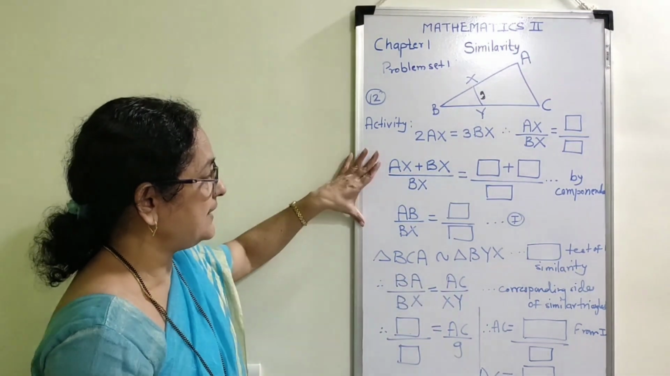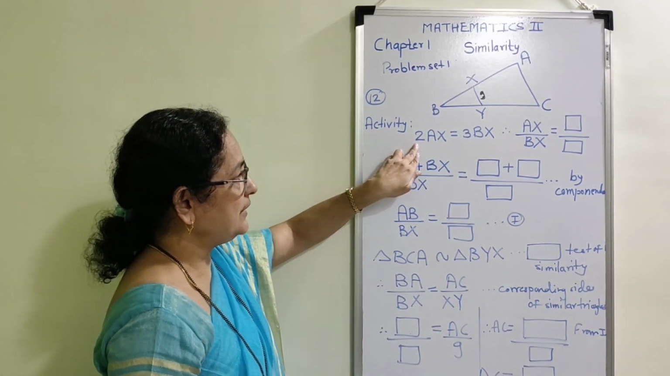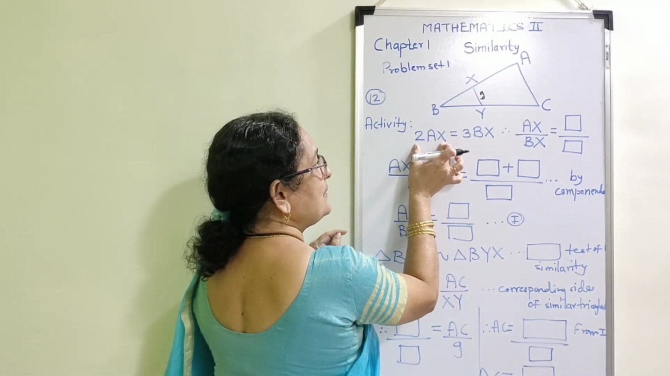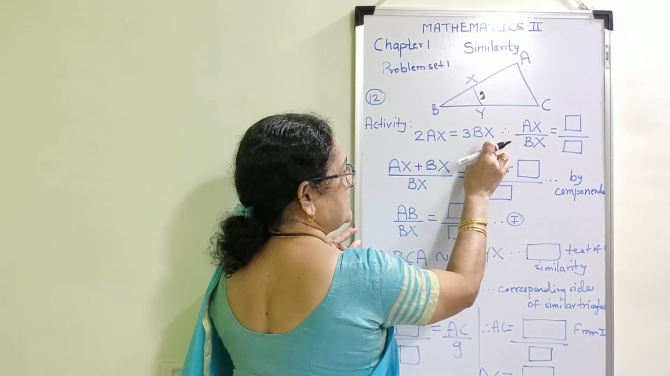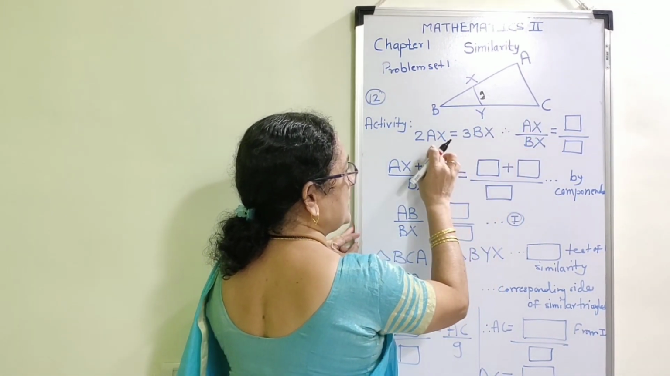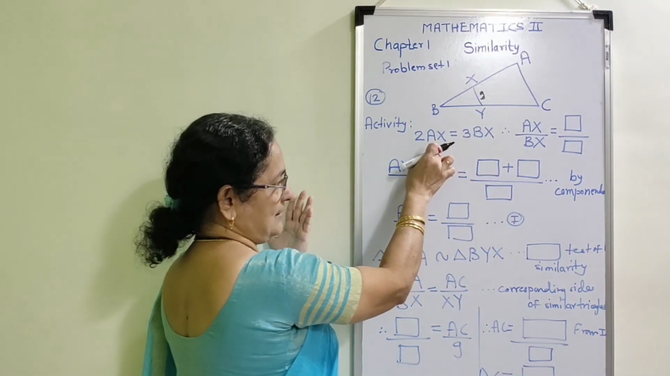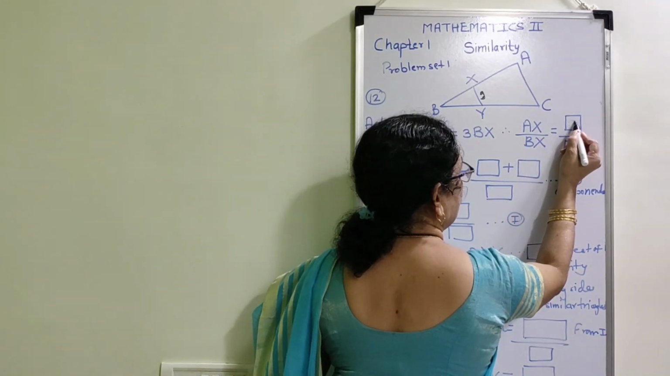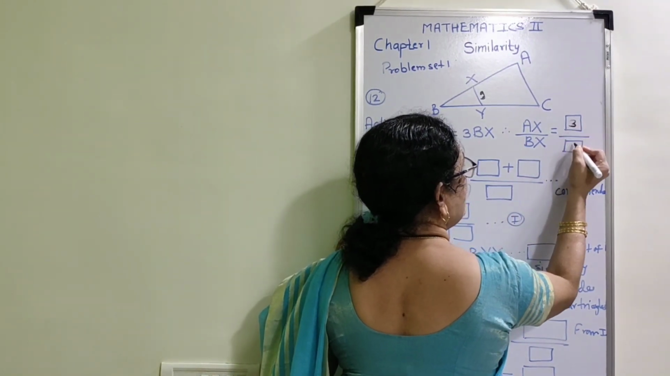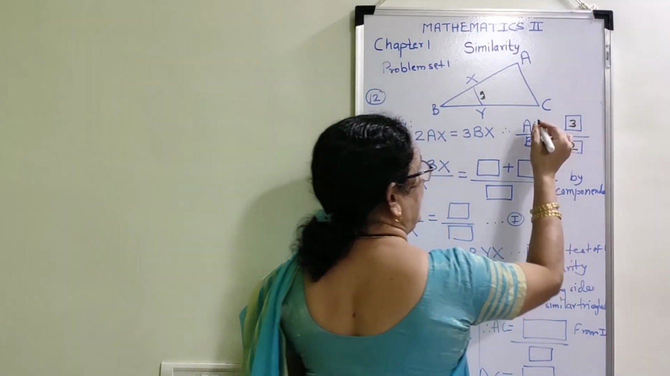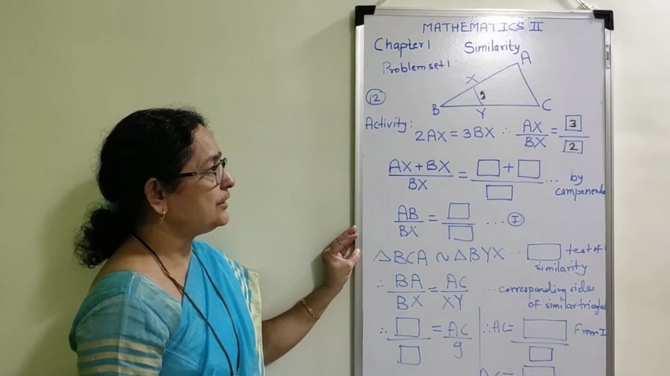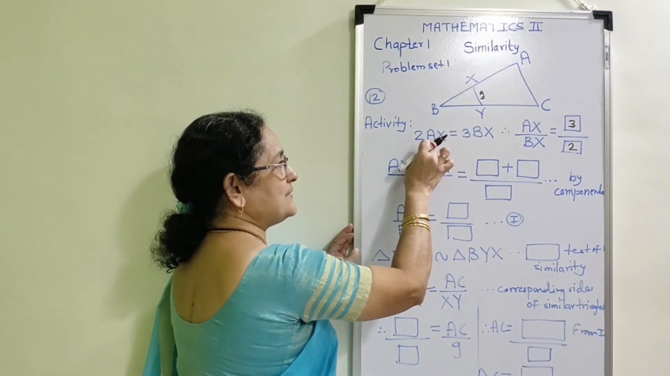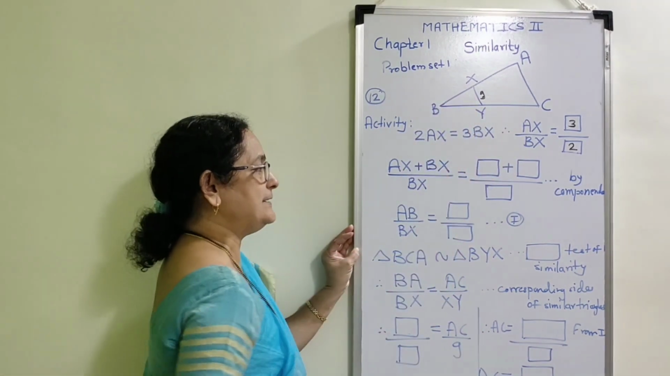Now we will complete the entire example. First of all, they have given the relationship between AX and BX, that twice of AX is equal to thrice of BX. Therefore AX upon BX, they have transposed BX to the left side and transposed 2 to the other side. You will get the answer 3:2. AX upon BX is equal to 3:2. We have simply transposed BX to the left side and 2 to the right side.